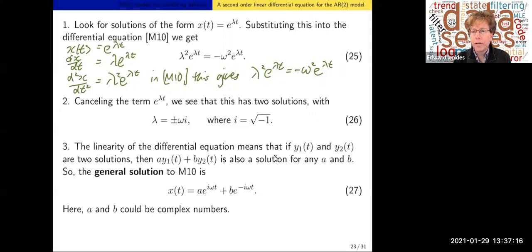That's like the two constants of integration. You integrate once, you have one constant of integration. You integrate twice, you have two constants of integration. And so if we have a general solution with two unknowns, then we're pretty sure it's the full general solution. There's not going to be any more. And so we can write the general solution as x of t is a e to the I omega t plus b e to the minus I omega t. Now, a wrinkle is that a and b could themselves be complex numbers.